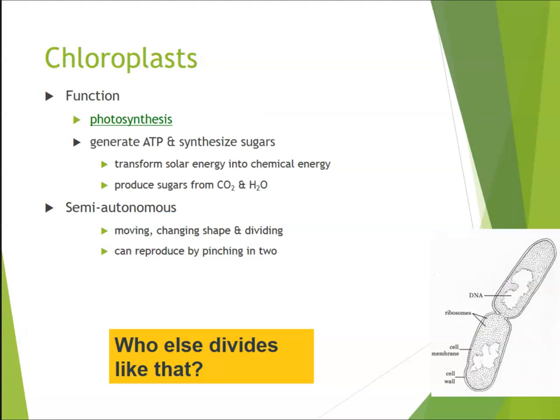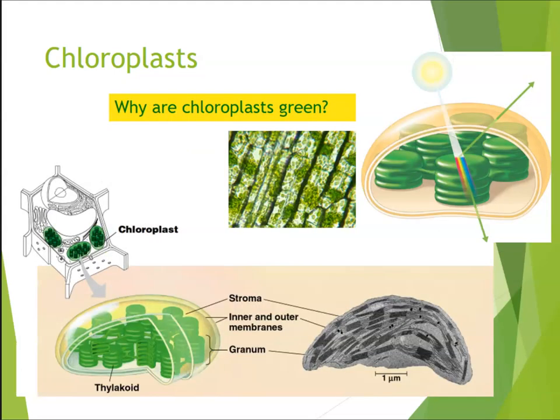So the chloroplasts are for photosynthesis, to generate ATP and to help synthesize sugars. And they are, again, semi-autonomous, meaning that they can move, change shape, divide, and reproduce by pinching in two, just like the bacteria can do. Chloroplasts are green because that is the color, the wavelength of light that they reflect. So they absorb red, yellow, blue, and purple. So red and bluish purple are actually the colors that are responsible for photosynthesis.